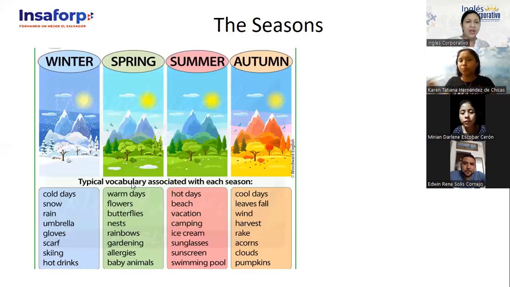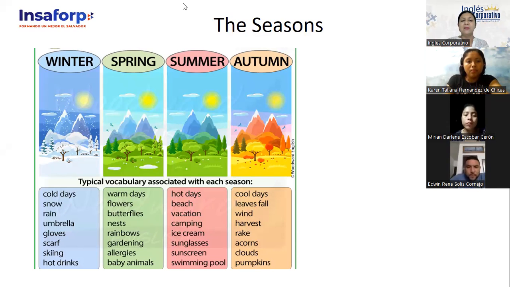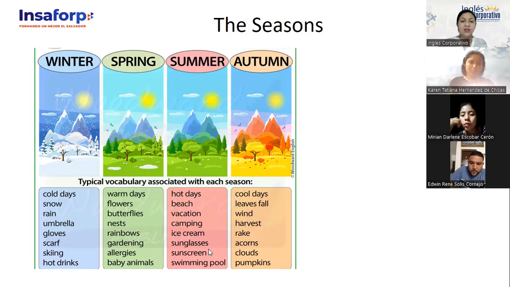Okay, so I was telling you that for spring, for example, we have some vocabulary. Warm days, flowers, butterflies, nests, rainbows, you can do gardening, allergies, and baby animals. During the summer, we have hot days. You can go to the beach. You can have vacation. You can go camping. You can eat ice cream. You can wear sunglasses. You put on sunscreen and you go to the swimming pool. And during autumn or fall, we have cool days. Leaves fall, wind, harvest, rake, acorns, clouds, and pumpkins.